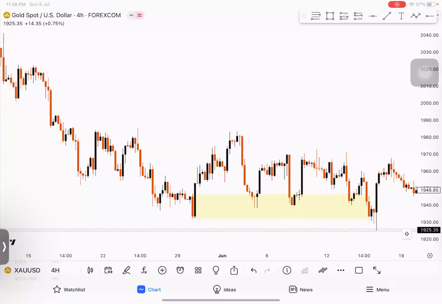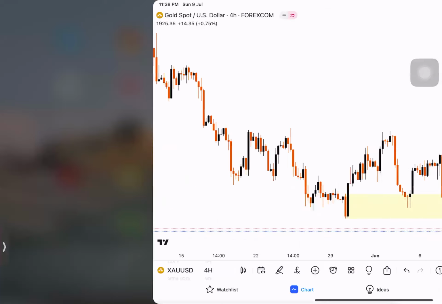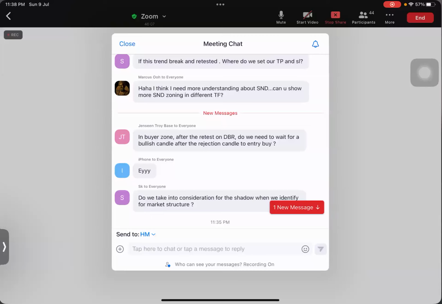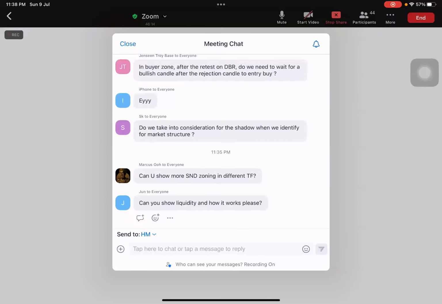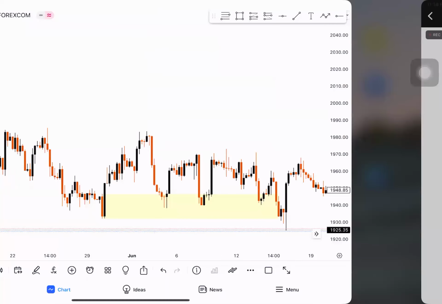Any more questions? Can you show liquidity and how it works, please? Liquidity, I think I will not talk about today. Today I will focus more on the flow, the step by step. Liquidity maybe next topic, or tomorrow I will record a video about liquidity. So for zoning, I will just proceed with H4 first.